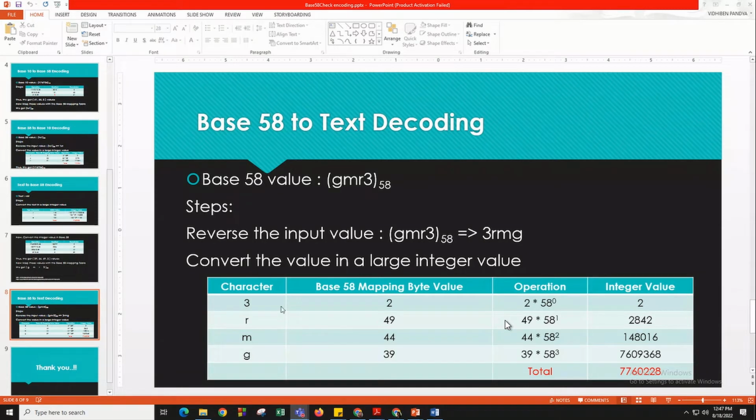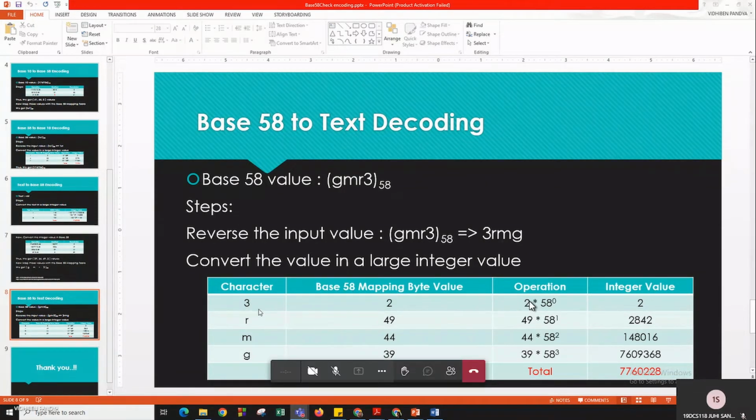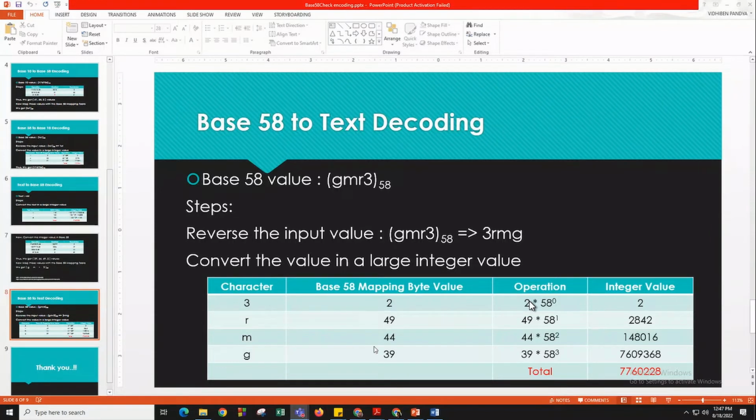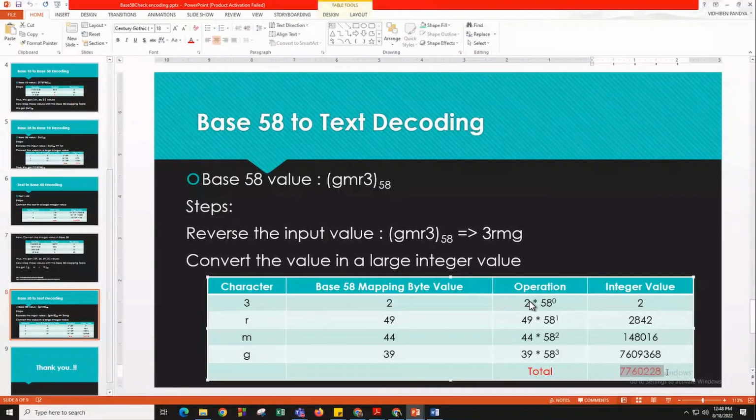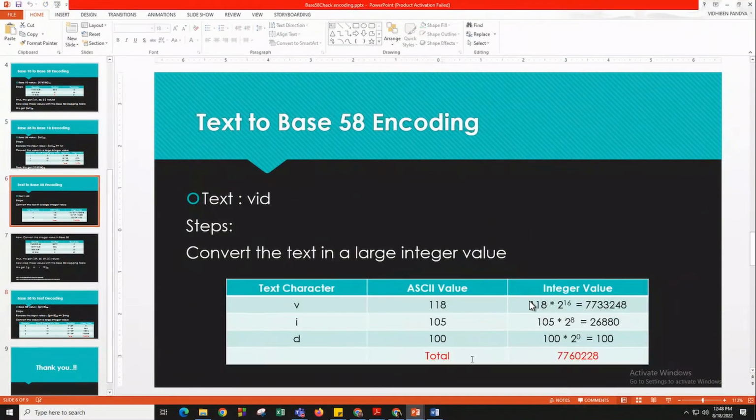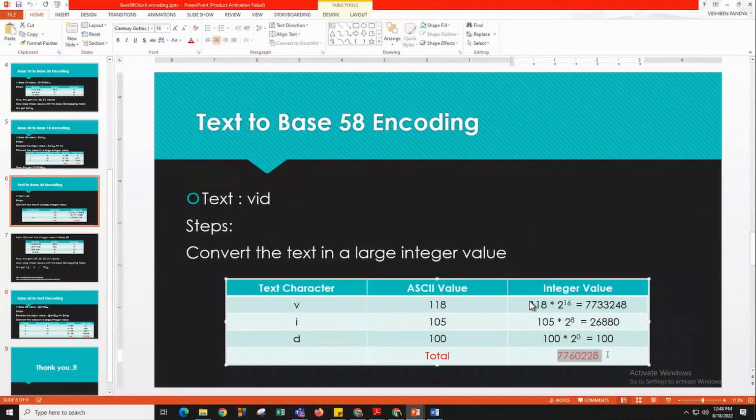For that, first of all, you need to map it with the base 58 mapping. So which byte value is 3, which is R, which is M, and which is G. Once the byte values come, you perform the multiplication with 58 raised to power 0, 1, 2, 3. Then add whatever values come, and you will get the large integer value. If you see this integer value and what we got earlier, both are the same.